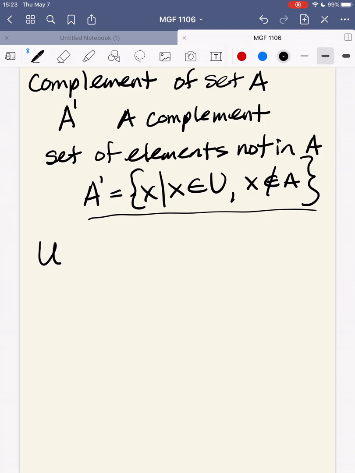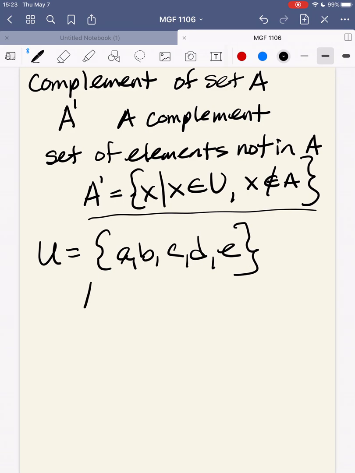I'm going to have a universe here. Going to be A, B, C, D, and E. Okay, there we go. And that's my universe. And I have a set A that is C and E. Okay, and this is not exactly the same as example 3, but it's very similar. Okay, and I want to find A complement.